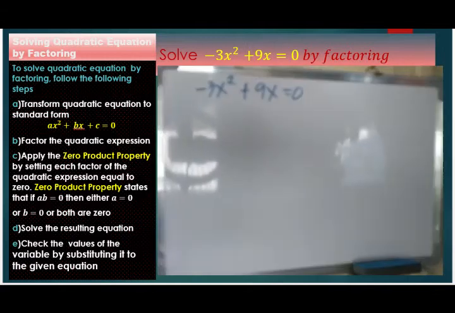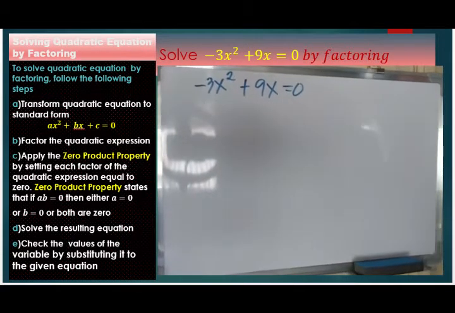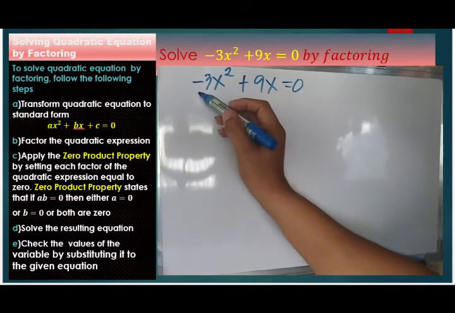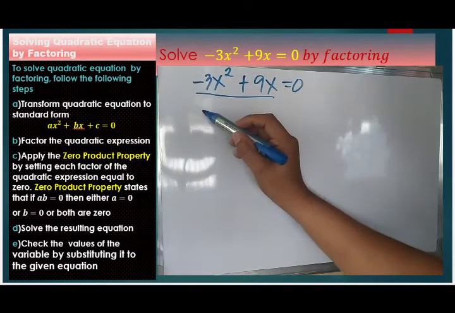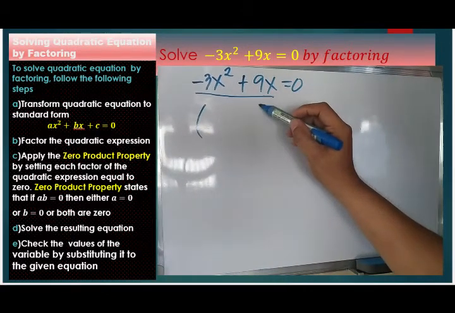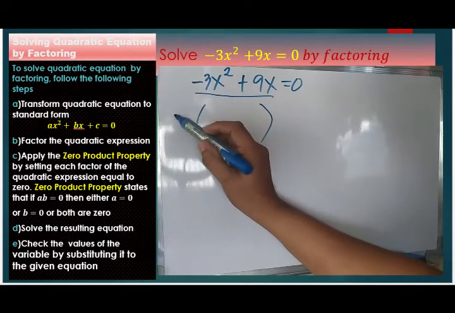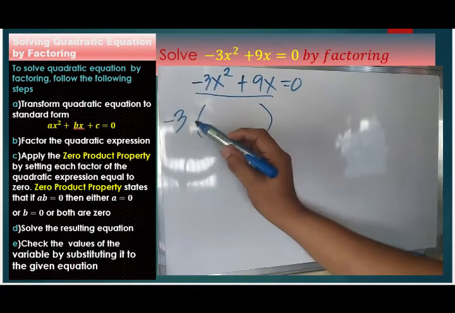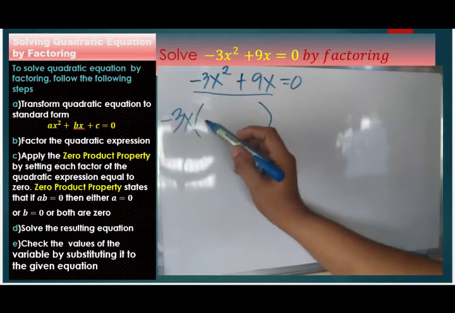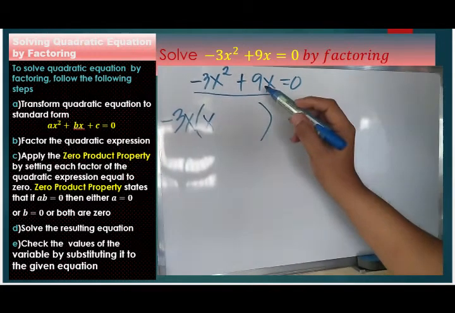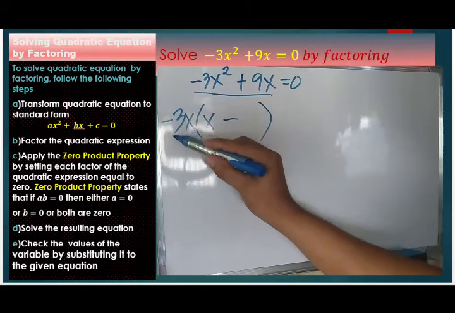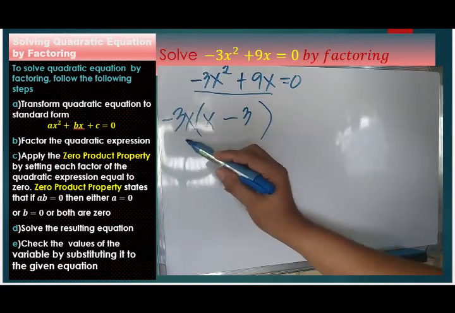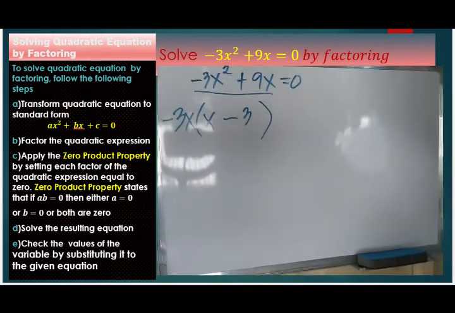Next, we have negative 3x squared plus 9x is equal to 0. The equation is already in its standard form. Therefore, you can now factor the quadratic expression. So, factor out the common factor. We have negative 3 and 9. You may say 3 or negative 3, and x common. So negative 3x times x is negative 3x squared. To get positive, this should be negative. So negative 3x times negative 3 is positive 9x. So therefore, our factors are correct.